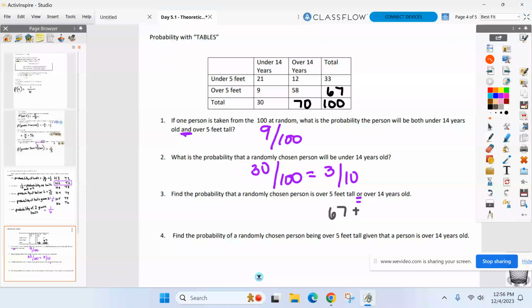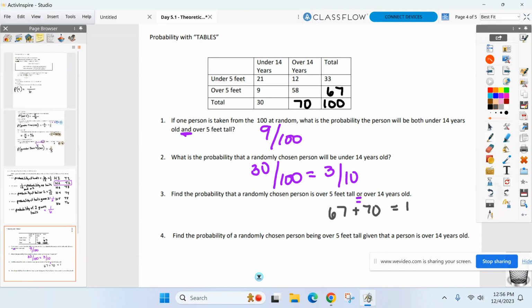Hold on. I'll explain everything here. So everyone's good. Over 5 feet, 67. How many are over 14 years old? 70. But I got a problem. Well, first problem's going to be when you add these two bad boys up, 137 out of 100. What the heck did we talk about first thing today? Can't be over 1. So something went wrong there.